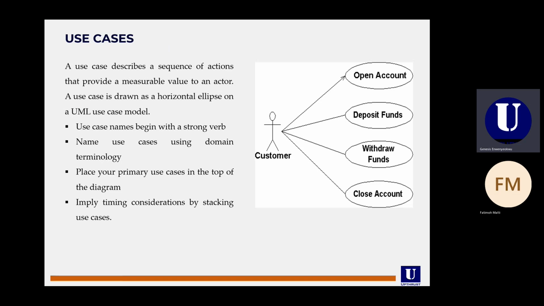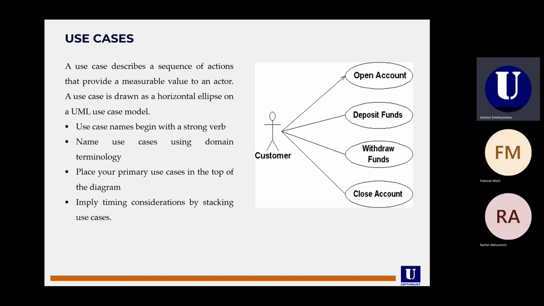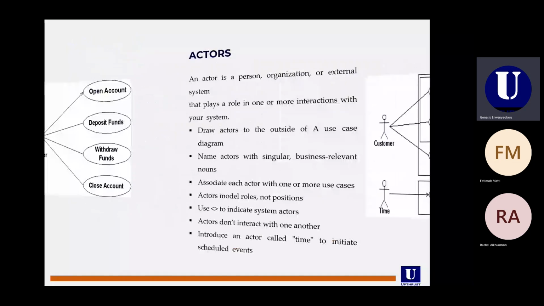So we need to ensure that we place our primary use cases at the top and also imply timing consideration when stacking our use cases, in the sense that we ask ourselves, after this action, what action should happen next? Stacking means placing them orderly according to what happens next and what happens next. If you don't place them orderly, that does not mean that you did not draw a use case appropriately. But I'm just trying to tell you that in terms of best practices, we need to ensure we imply timing considerations when stacking our use cases.